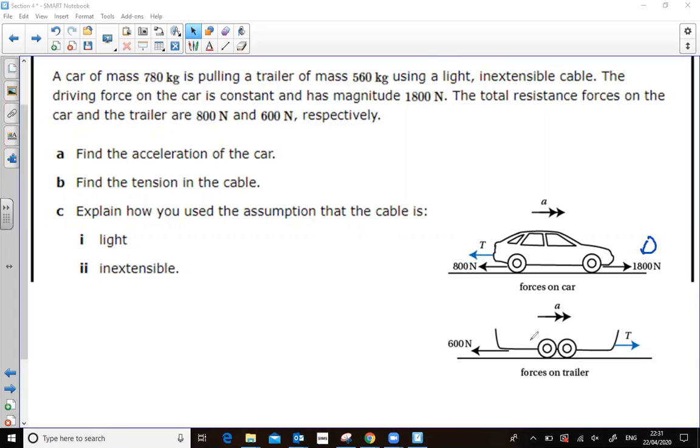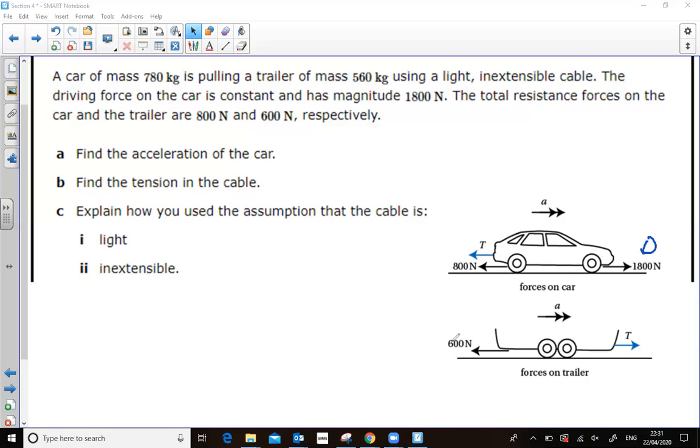Now, let's look at the forces acting on the trailer. So remember, the trailer will be moving in the same direction as the car with the same acceleration. So the trailer will be pulled towards the right-hand side, and because it's connected to the car by a light inextensible cable, that means the tension will be the same, but just in the opposite direction. So we can still use T in this case. And the trailer is moving towards the right-hand side. That means the resistance force of 600 Newton should be acting towards the left-hand side.